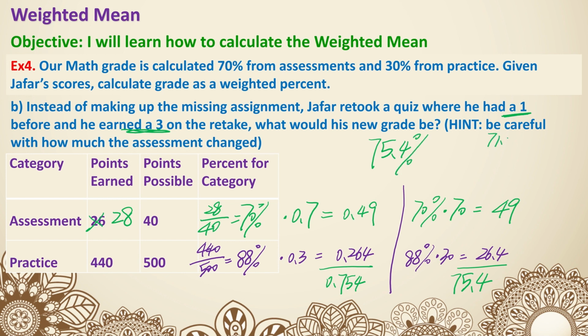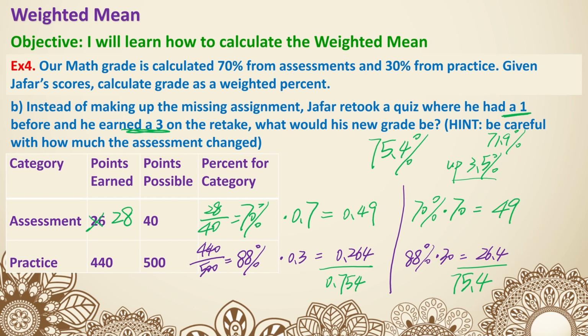75.4%. And compared to the 71.9% he had before, just retaking a quiz to get from a 1 to a 3. I didn't even say getting to a 4. It was just getting to a 3. It's already going up by 3.5%, which is quite a bit compared to making up an assignment. But also, imagine you make up an assignment but also retake a quiz, then your grade could actually be going up quite a bit. So that is example 4.